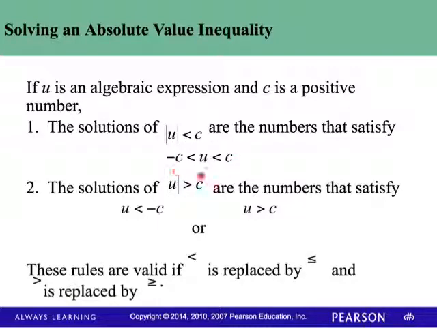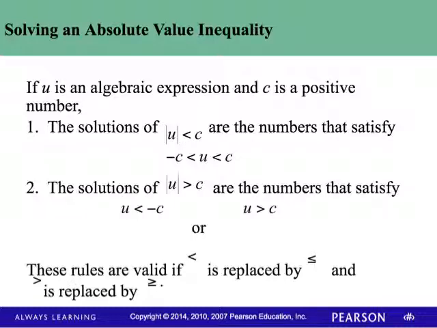Because remember what absolute value really is. It's the distance from 0. So if the absolute value of u is smaller than c, that means u is within c units of 0. So it's going to be bigger than -c and smaller than c.